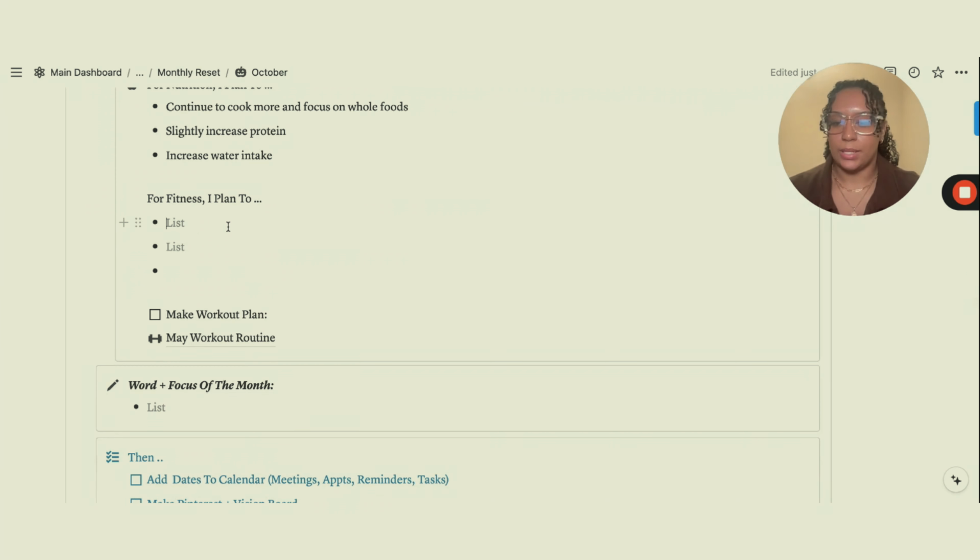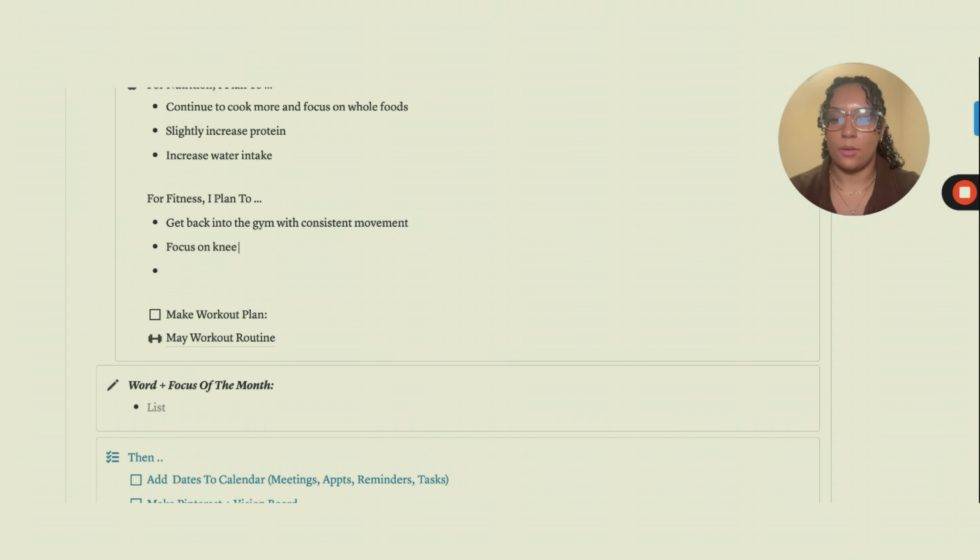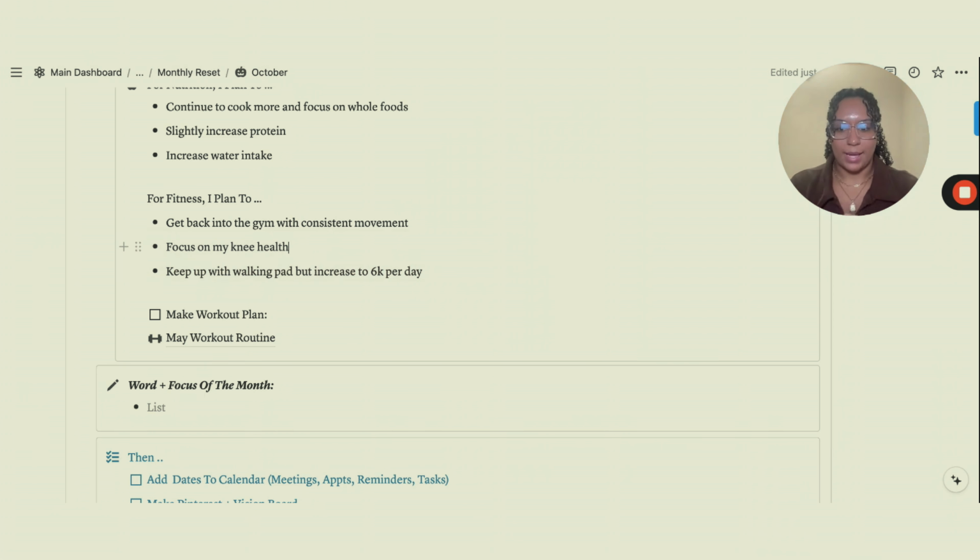For fitness, I plan to get back into the gym with consistent movement. I want to focus on my knee health, and keep up with the walking pad, but increase to 6K per day. As of right now on my walking pad, I'm getting anywhere from 3,000 to 5,000 steps a day. So if I can slowly increase to 6,000 per day, that would be ideal.